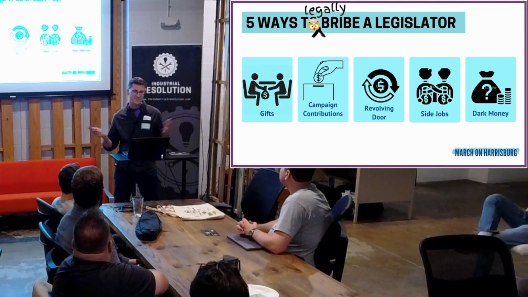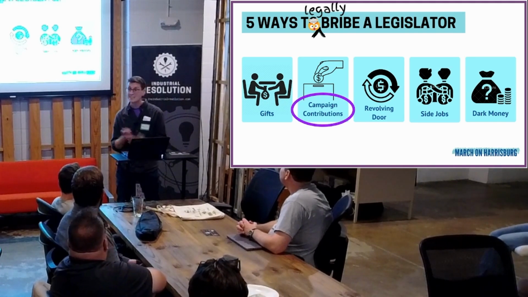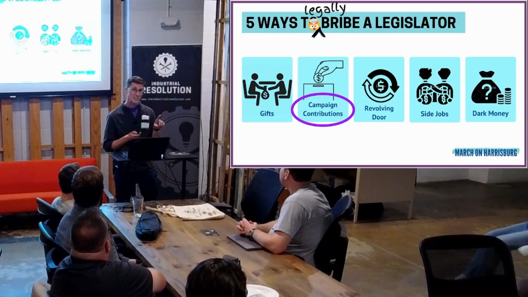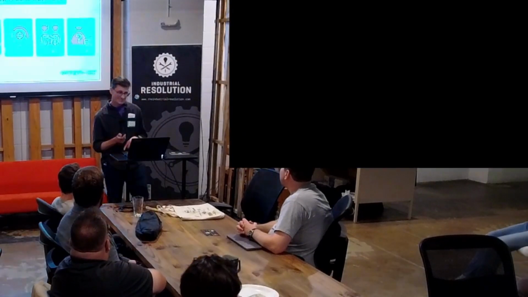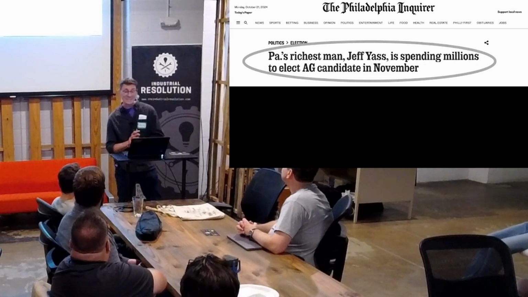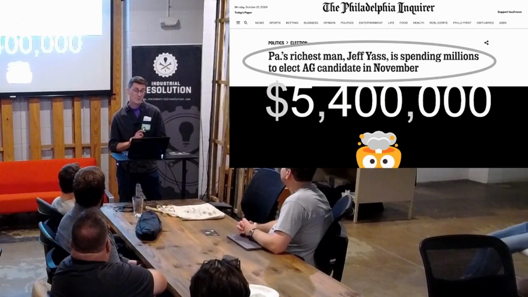In a lightning talk, I don't have time to cover them all. I'm just going to pick campaign contributions. And to save even more time, I'm going to pick just one campaign contribution from just one person. So hopefully this isn't you. Pennsylvania's richest person is spending millions to elect a Pennsylvania Attorney General candidate in a couple weeks. Specifically, they're spending $5.4 million.